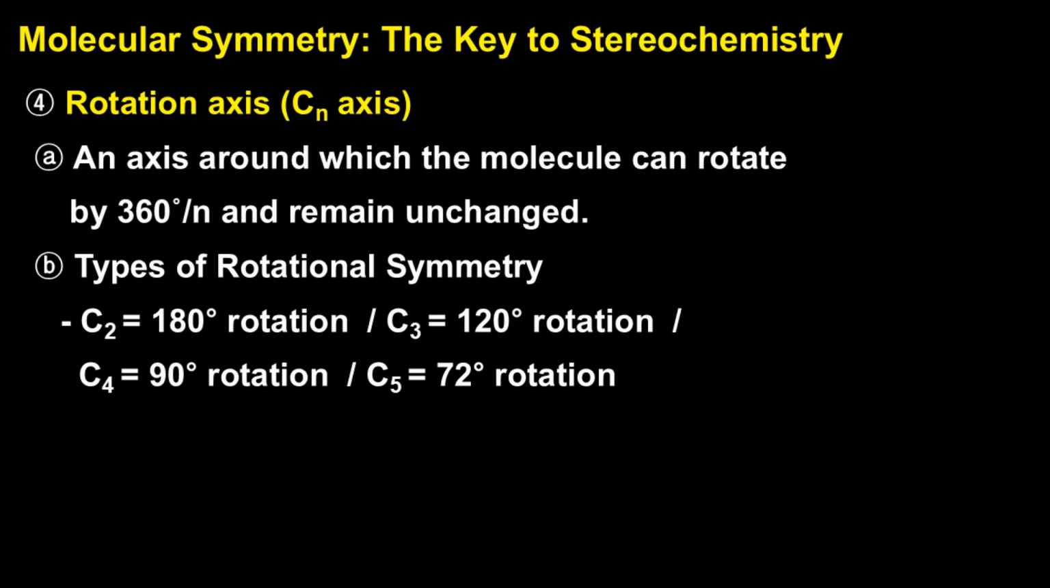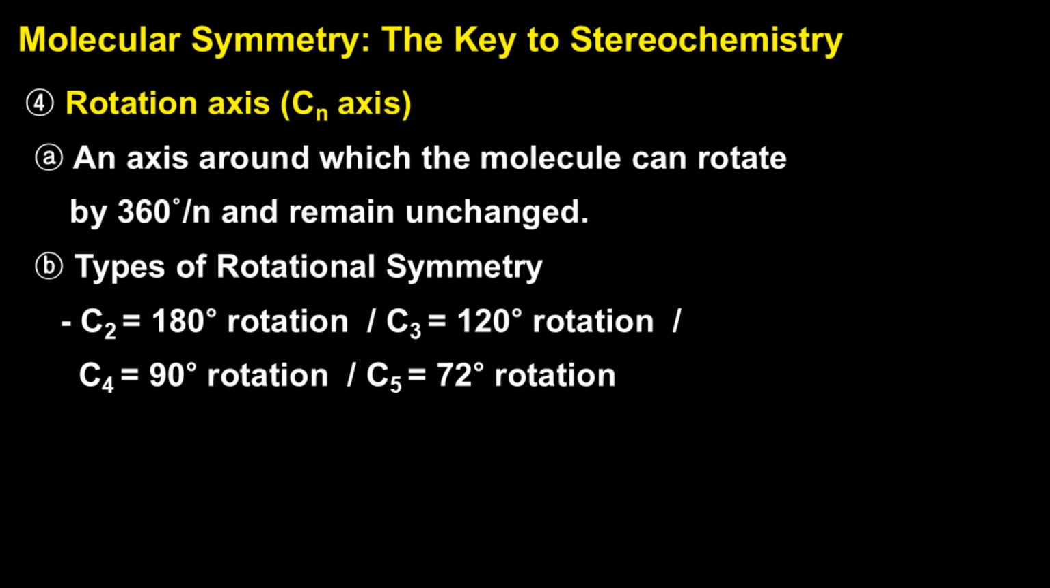In other words, it tells us how many times we can split a full rotation into equal parts while keeping the molecule unchanged. For example, if a molecule has a C2 axis, it means you can rotate it by 180 degrees, and it still looks identical. If it has a C3 axis, you can rotate it by 120 degrees, and with a C4 axis, you're looking at 90-degree rotations.